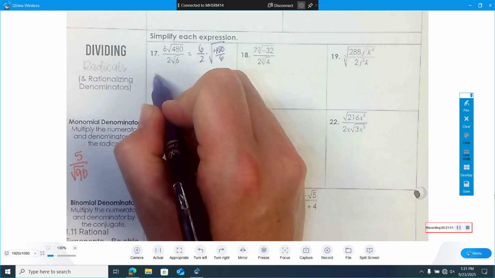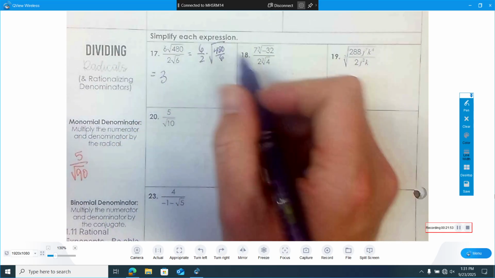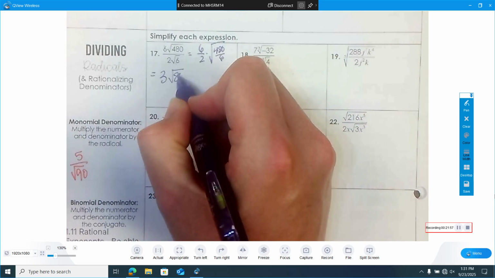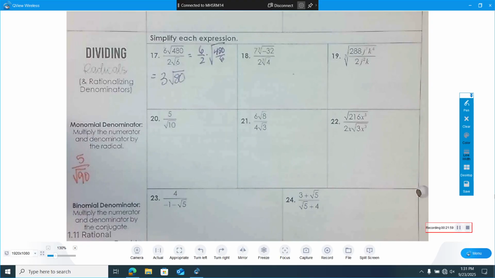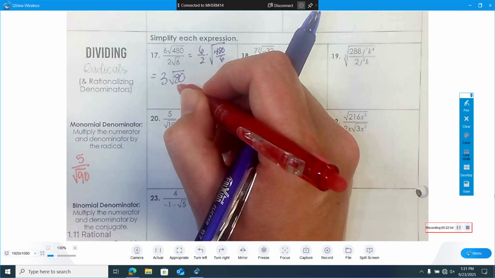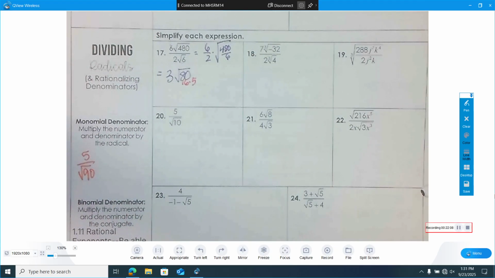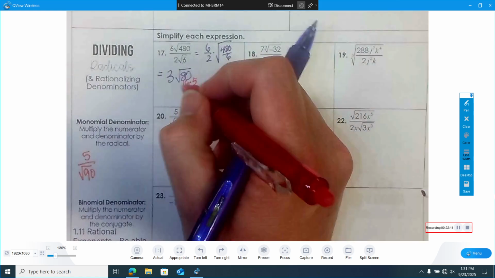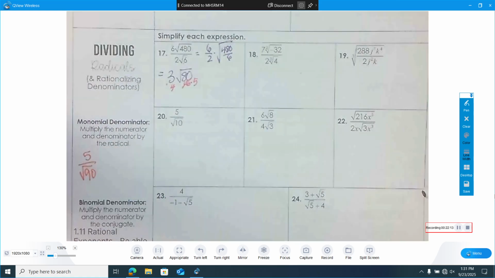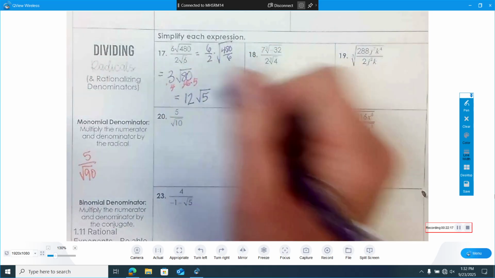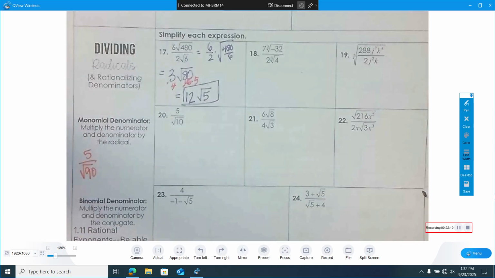What is 6 divided by 2? 3. And then this 480 divided by 6 is simply the square root of 80. Now I do have to simplify the square root of 80. That is 16 times 5. The square root of 16 is 4, and so a 4 gets to escape. So 4 escapes, and we get 12 radical 5. All right, questions on that one?